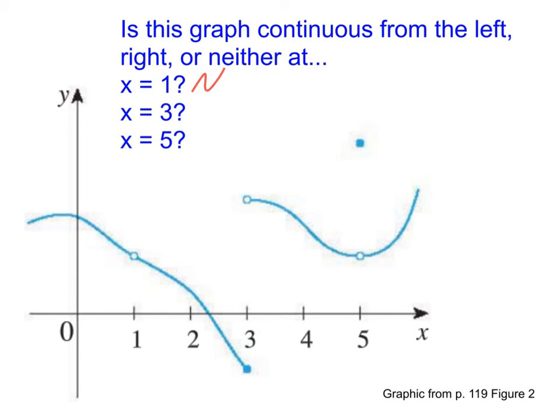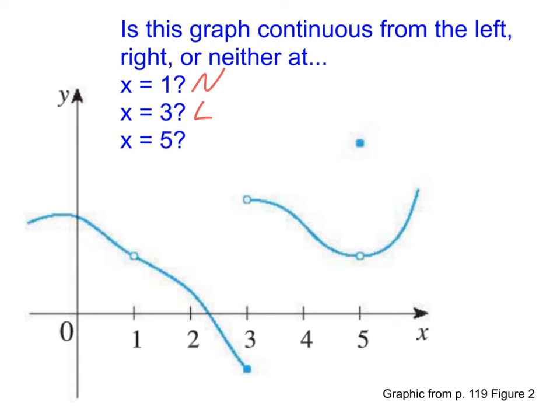Could it be continuous from the right as well? No. If it were, we'd have some issues there because it can't be continuous from both the left and the right, but not continuous. And we already know it's not continuous there. All right, and finally, at 5, is it continuous from the left?